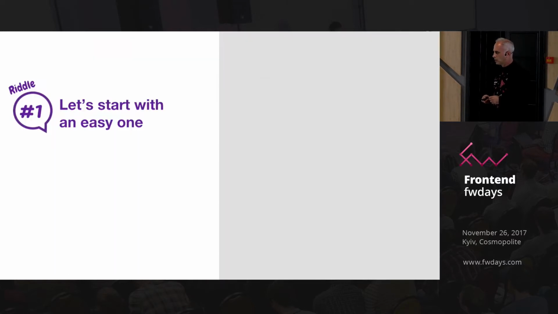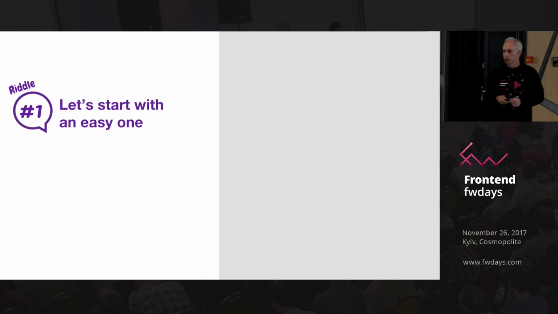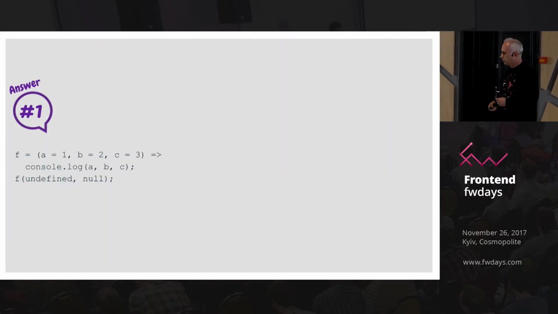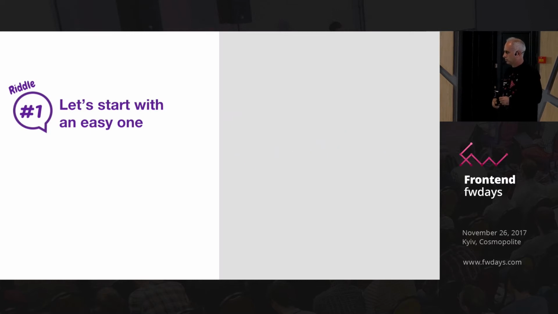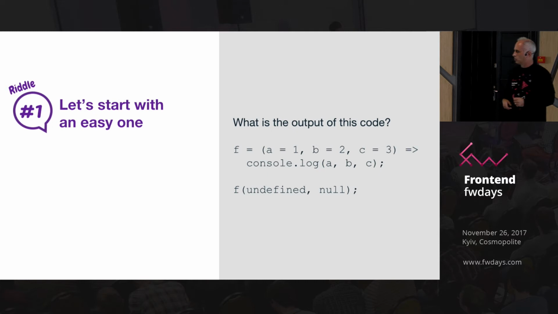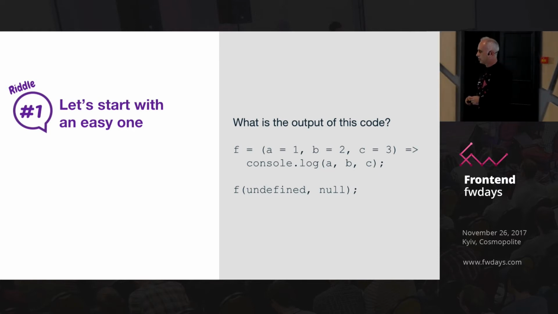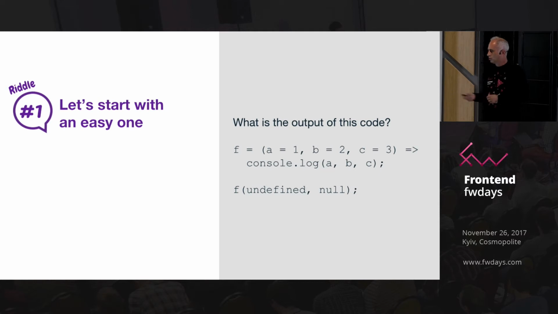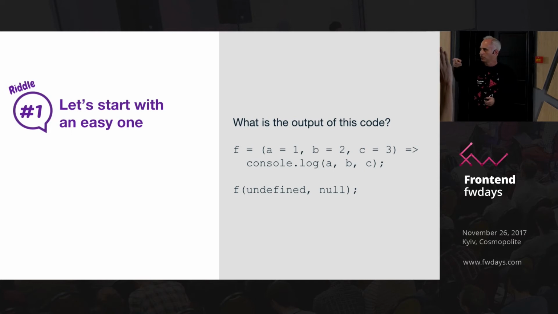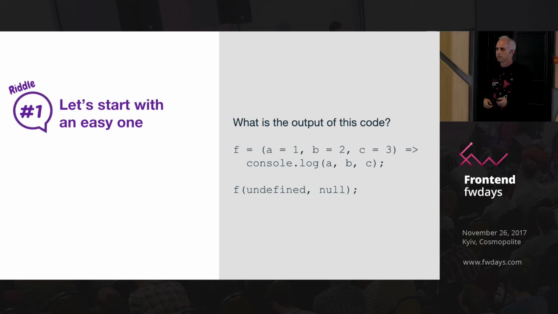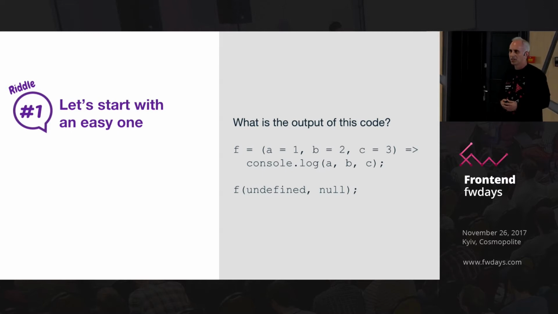Okay. So let's start with a relatively easy riddle. What's the output of this code? Here is a code which defines a function, some default arguments, and then I invoke the function with 2 arguments, undefined and null. Who was the first? Okay. Go ahead. It will be 1, null, and 3. You're absolutely correct. It is 1, null, and 3.